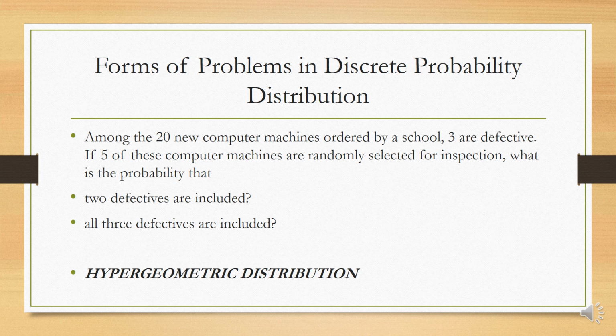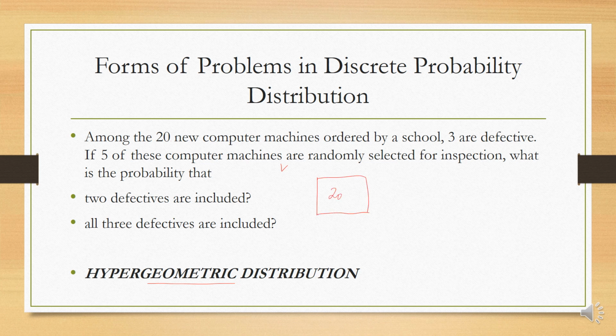Let's have the first one. This example is a hypergeometric distribution. Kapag diniscuss natin yung kanyang given, among the 20 new computer machines ordered by a school, 3 are defective. If 5 of these computer machines are randomly selected for inspection, what is the probability that 2 defectives are included, all 3 defectives are included? If you will notice this problem, this is very similar. Actually, it is a combination problem.